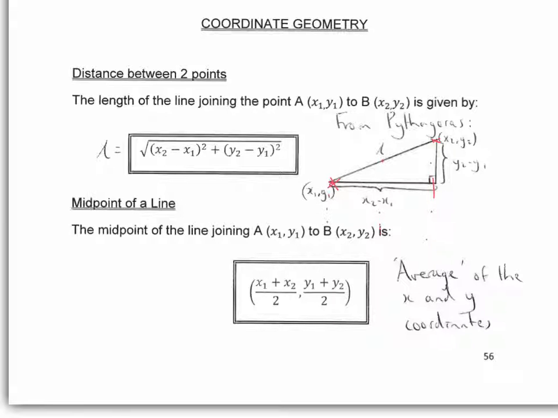So it's got an x-coordinate which is halfway between the other two x-coordinates. If I'm trying to find out how high up that point is, well, I look at where the y-coordinate of this point is, where the y-coordinate of that point is, and I go halfway in between, and that gives me the y-coordinate of that point.